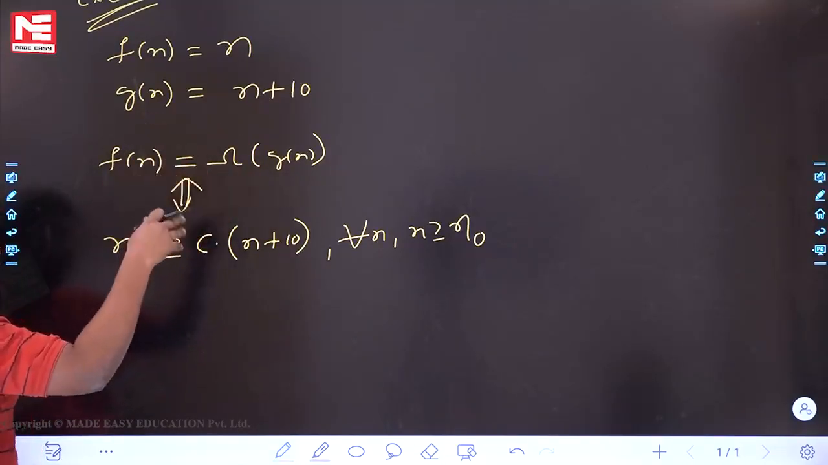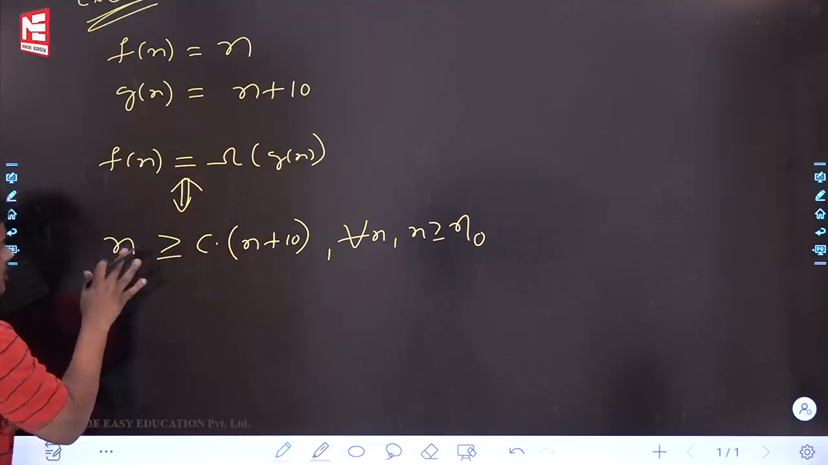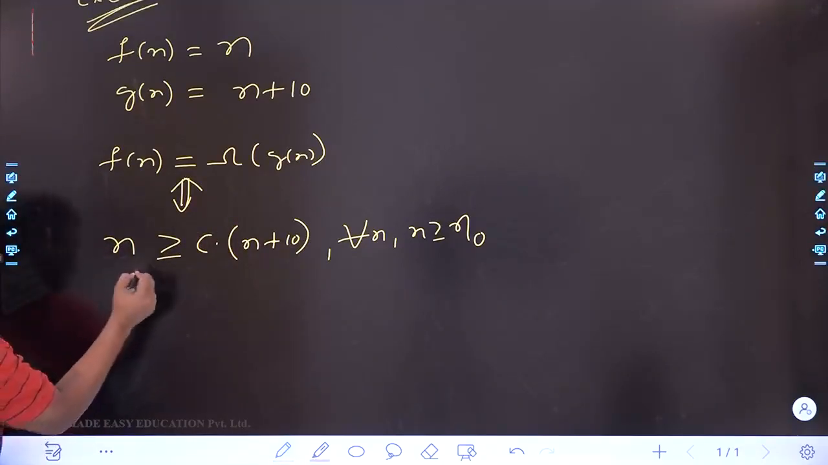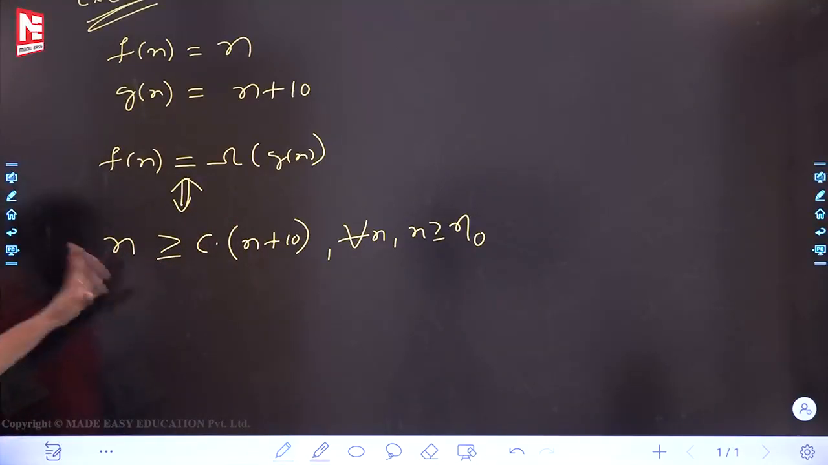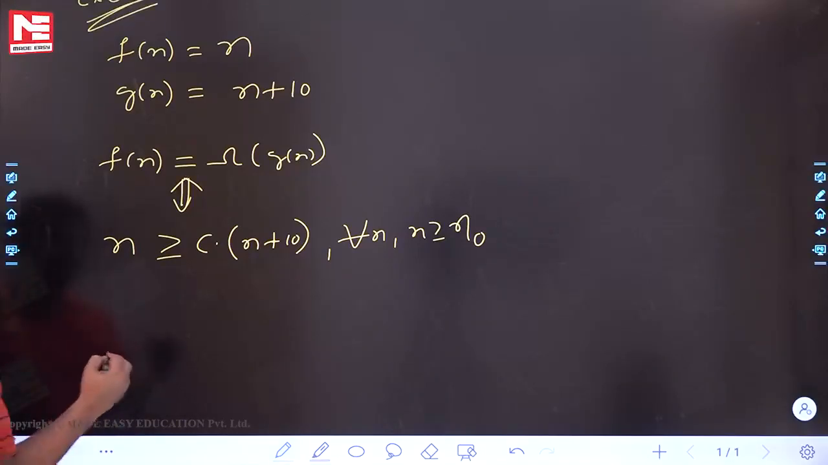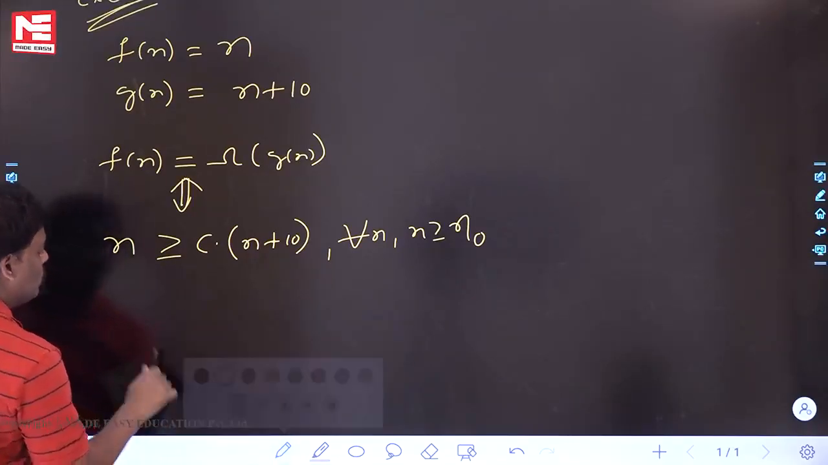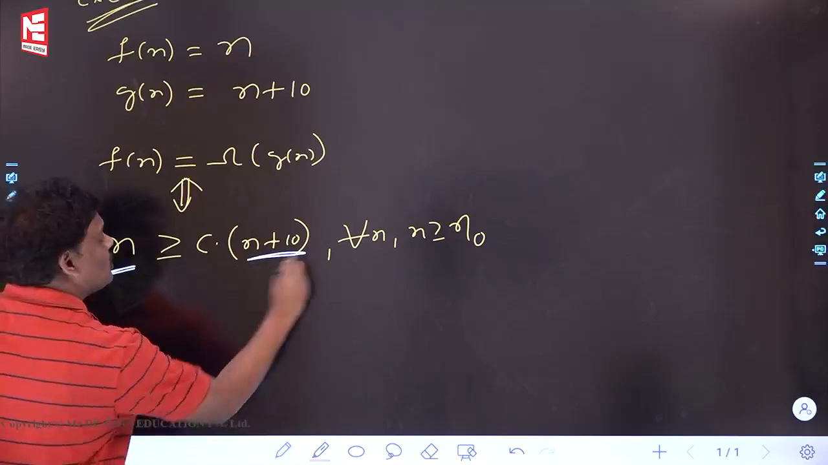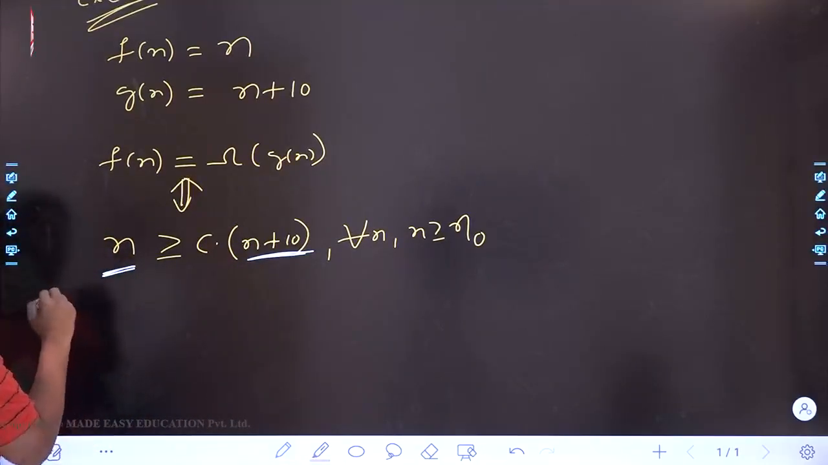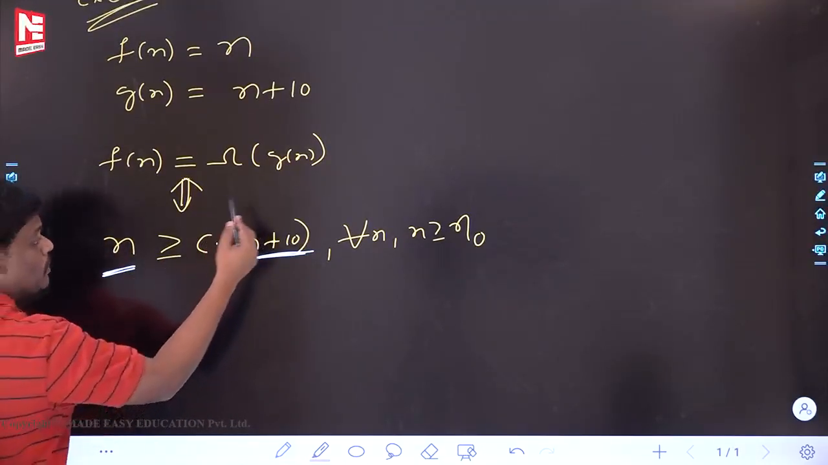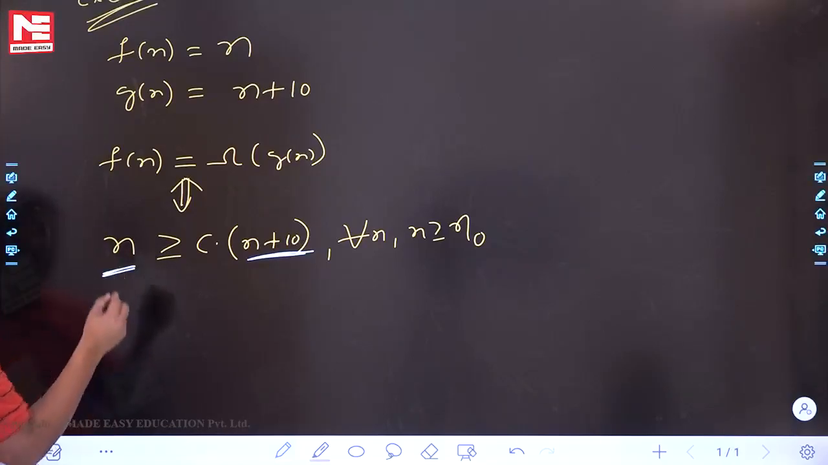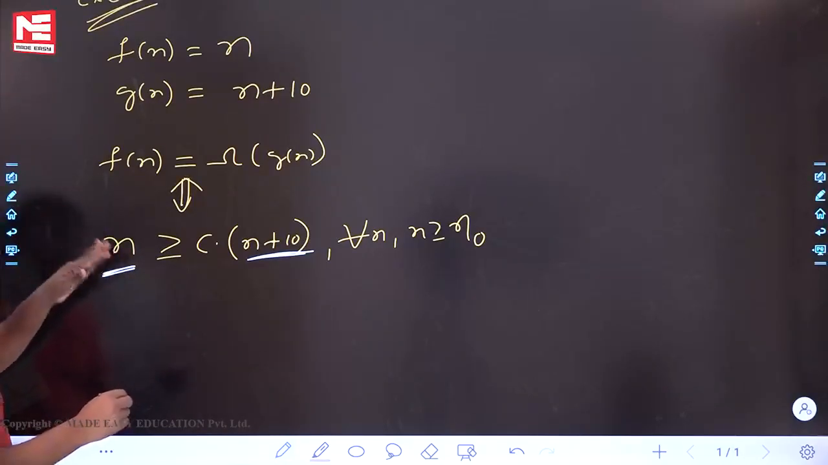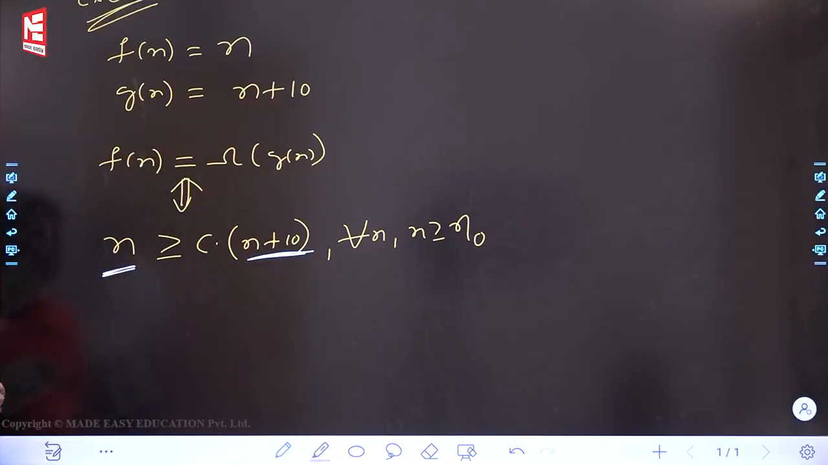In the case of omega, right smaller means left is bigger. Left is bigger or equal also okay, no problem. Some people are asking, sir, left is n, right is n plus 10. How can you say that left is bigger? So if you can do that, that is called omega notation.